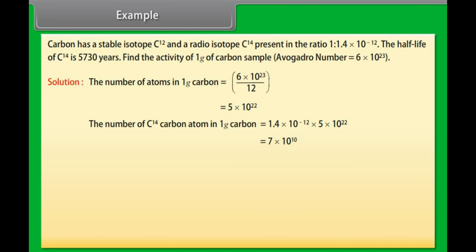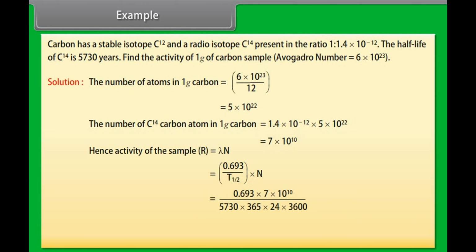Hence, the activity of the sample R is equal to λN, which is equal to 0.693 by T_1/2 into N, which is equal to 0.693 × 7 × 10^10 divided by (5,730 × 365 × 24 × 3,600), which is equal to 0.26 per second per gram. Approximately 16 per minute per gram.